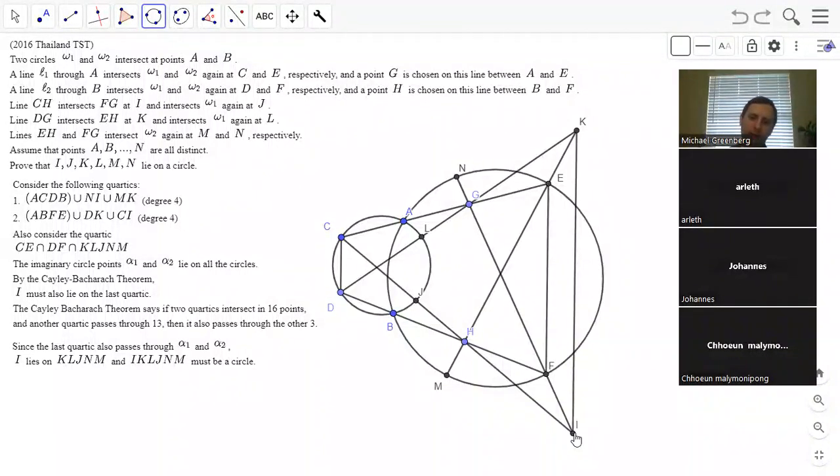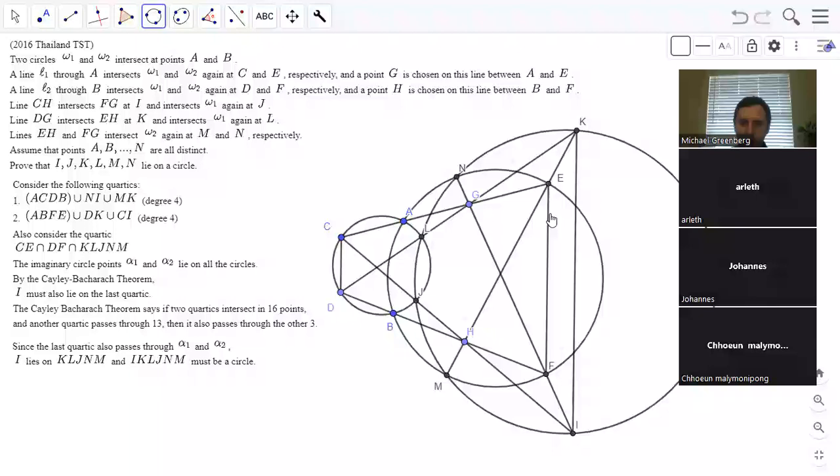So we know angle NIK is the same as angle GFE. So we want to show GFE is NLK. So yeah. Sorry, go ahead.